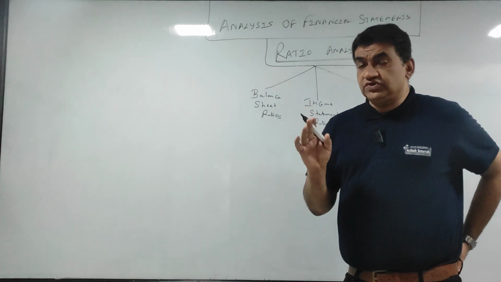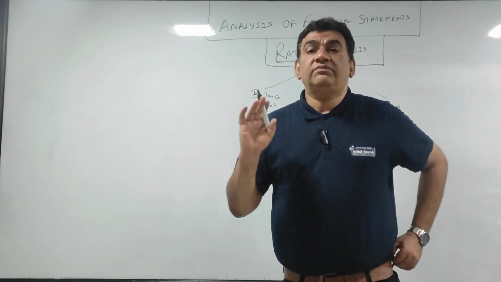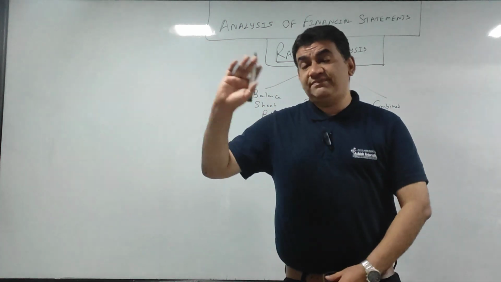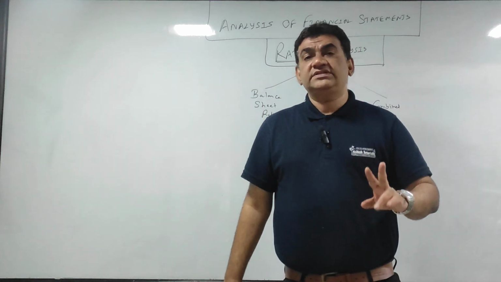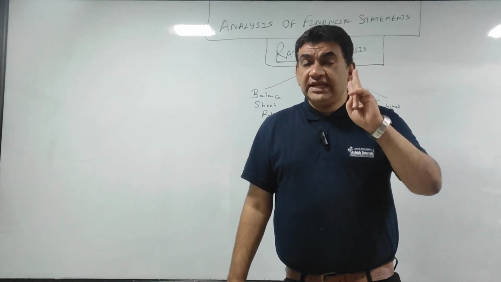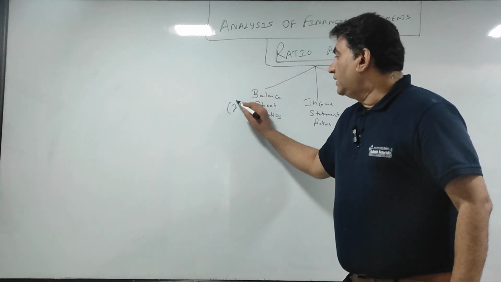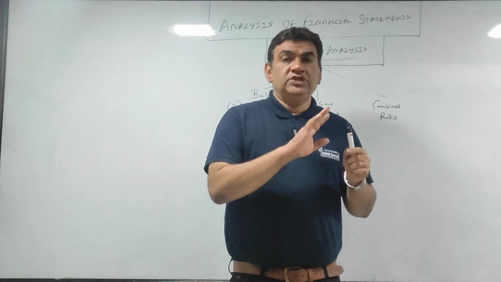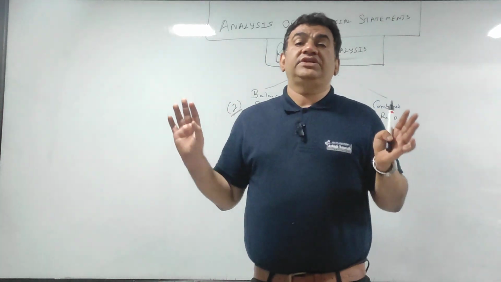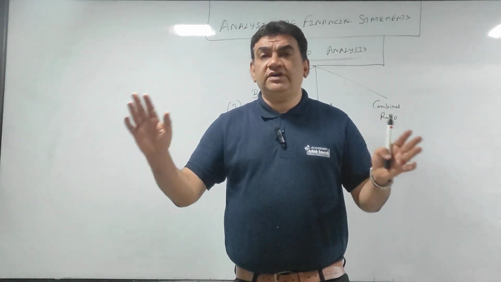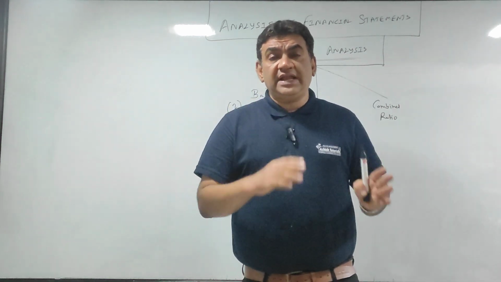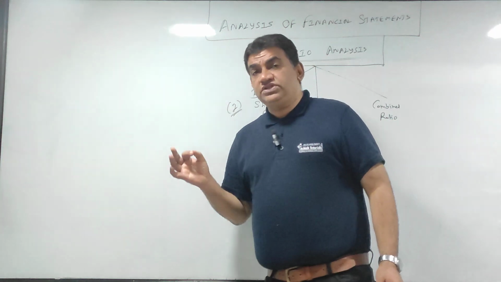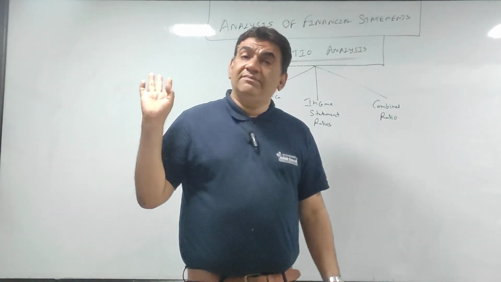Balance sheet ratios are those ratios which you calculate only from the balance sheet. There are a total of 6 balance sheet ratios in practical life, of which in your syllabus there are only 2. You don't need the income statement to calculate the balance sheet ratios. If you have the balance sheet of a company, a partnership firm or a sole trader, from that balance sheet we can get the ratios, that is, balance sheet ratios.